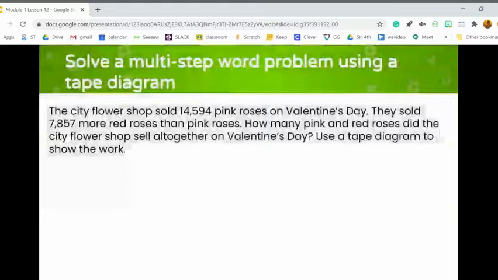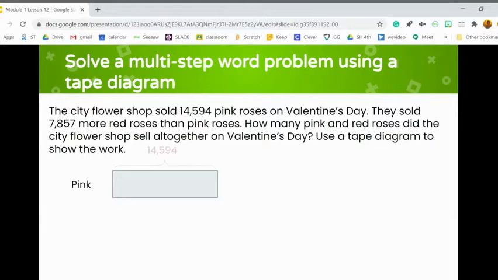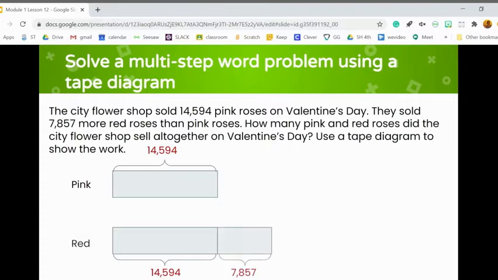And we know that they sold 14,594 pink roses. So I'm going to represent that with one tape, the rectangle, to show how much 14,594 roses look like. Now, do we know how many red roses? No, but we do know that there were 7,857 more red roses than pink ones. So we can use a second tape to represent the number of red roses. So we have the amount of pink plus 7,857 more is going to show us how many red.